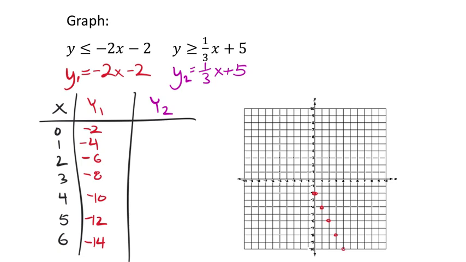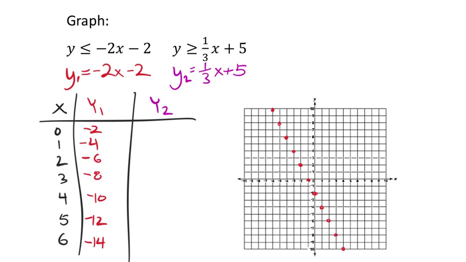Now, if you wanted to scroll up in your table, which you can do, you would also get these ordered pairs. So -1, 0, -2, 2, -3, 4, -4, 6, -5, 8, and then -6, 10. So that is the line for y is equal to -2x minus 2. So I have all my points on my graph.